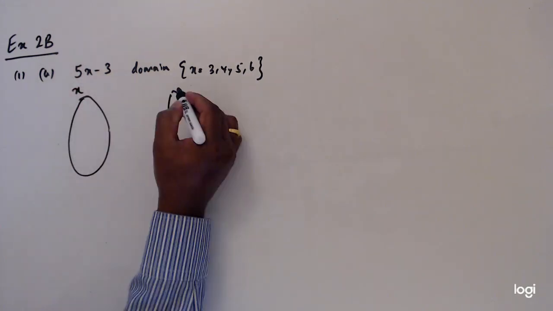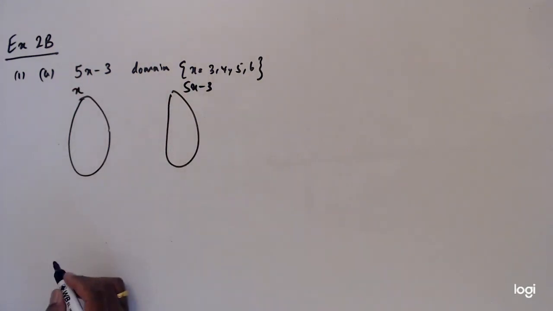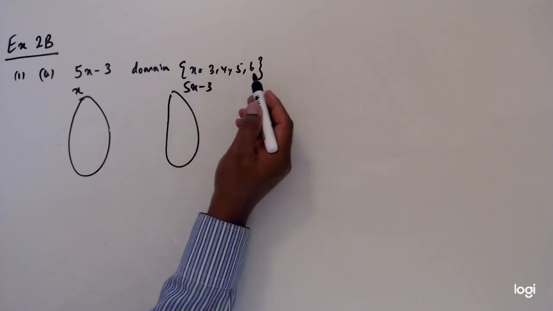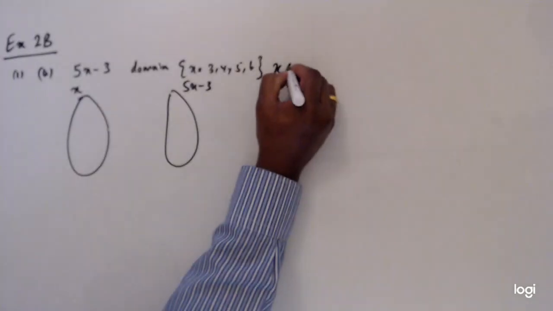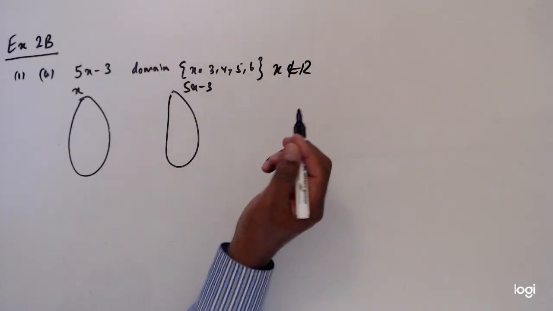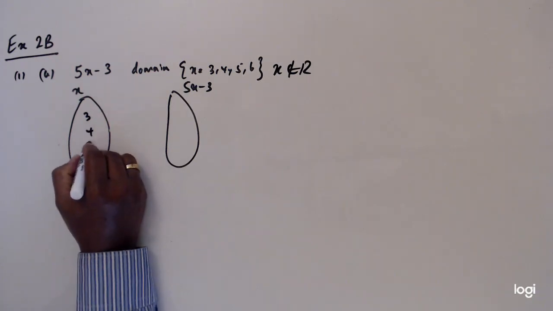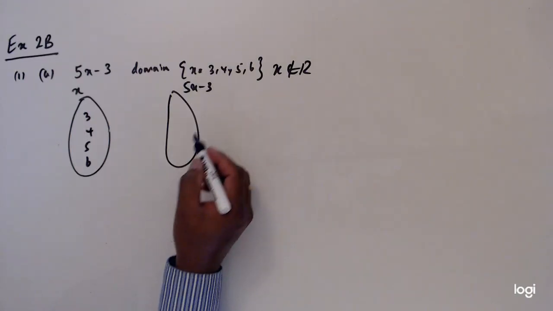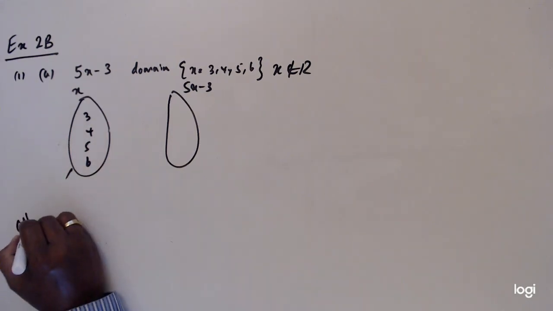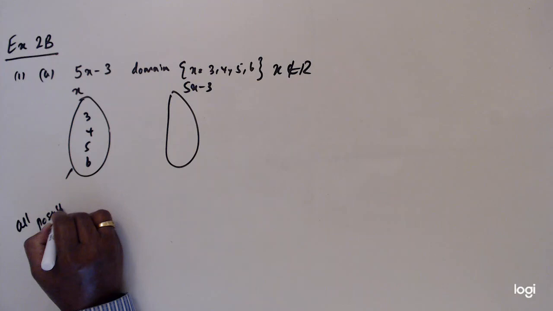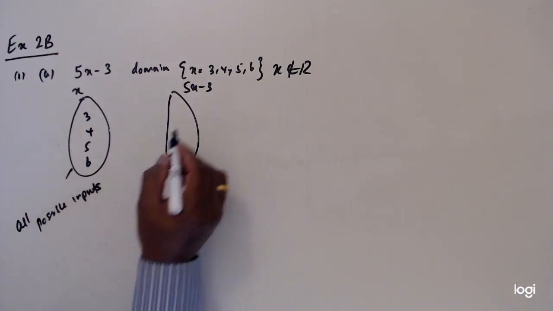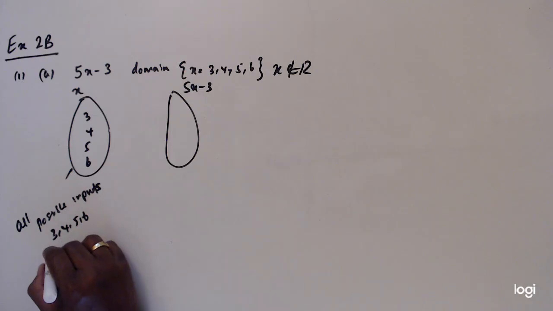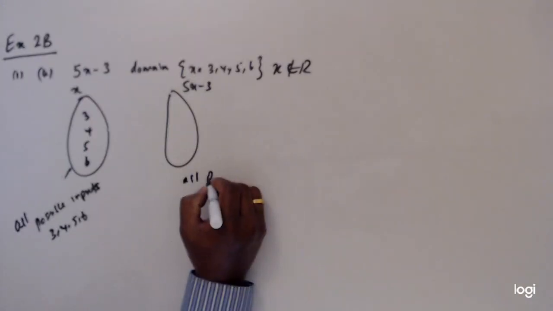This is x, this is 5x minus 3. For the x values, they have clearly mentioned that the domain is not 9, 10 or 11 or the real numbers. They clearly mentioned that they have only 3, 4, 5, 6. Then the range. Domain means all possible inputs. Now in here it is a restricted domain. So 3, 4, 5, 6. And when you put these elements in, we get all possible outputs.